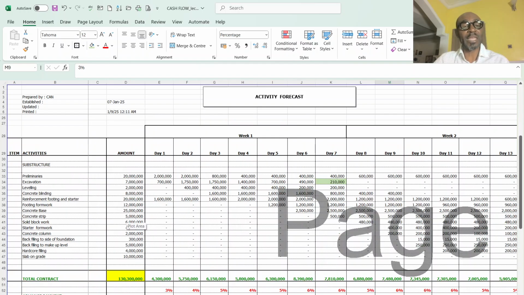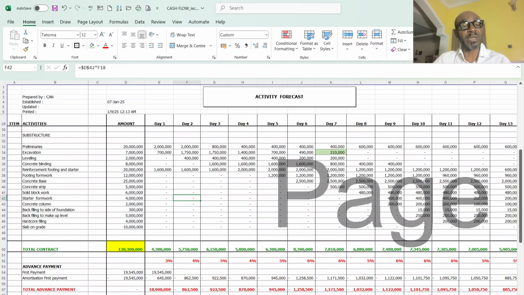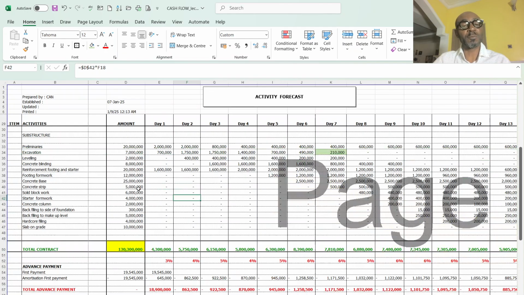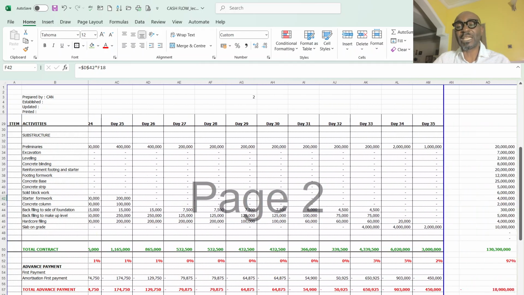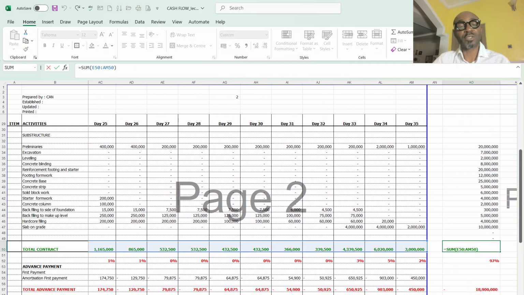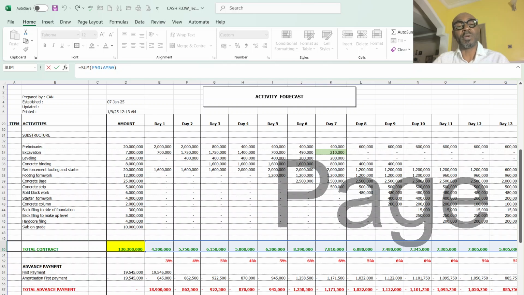As my income, as you can see, the total project cost is 130 million, and I have 130 million here, and that is what I have split. And for me to check if I am actually correct, I summed up the whole amount of income I'm expecting from day one, and I'm having the same 130,300.